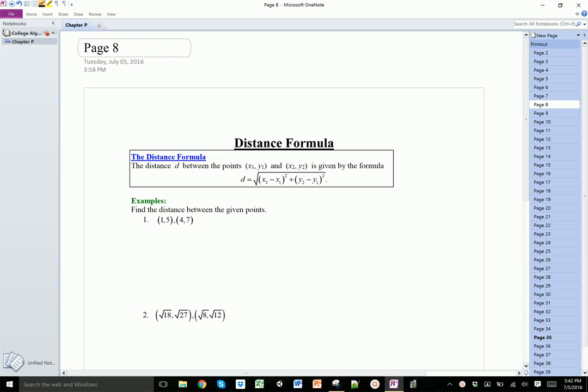In this video, I'm going to cover the distance formula and the midpoint formula. If you want to find the distance between 2 points, all you have to do is use this formula here.